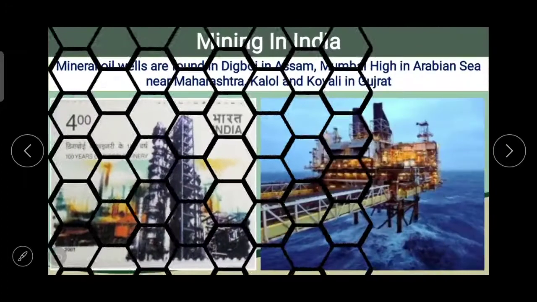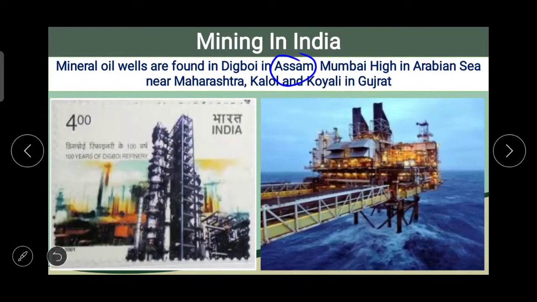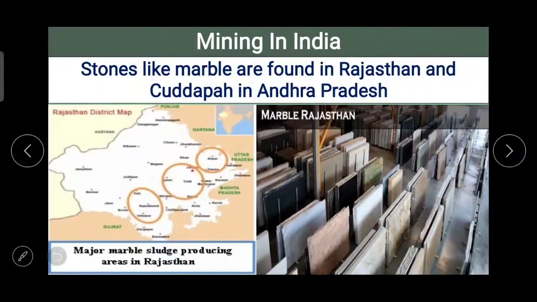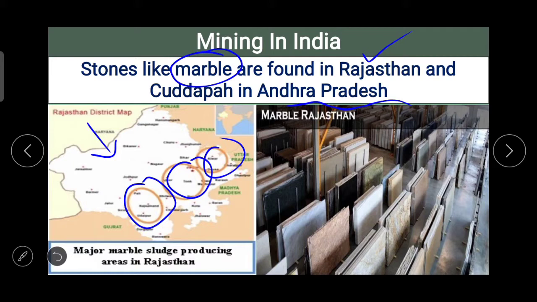Mineral oil wells are found in Digboi in Assam, Mumbai High in Arabian Sea near Maharashtra, Kalol and Koyali in Gujarat. So, keep in mind this mineral oil. You just have to keep in mind the names, like mineral oil found in Digboi in Assam, Mumbai High in Arabian Sea near Maharashtra. Reserves of mineral oil and natural gas have been discovered at the mouth of river Godavari. Stones like marble are found in Rajasthan and Kadapa in Andhra Pradesh. Here on the screen you can see the map, major marble sludge producing areas in Rajasthan district map, and these are the areas जहाँ पर मार्बल का प्रोडक्शन होता है.